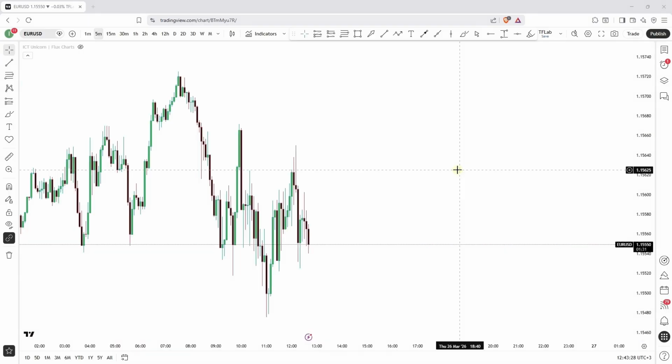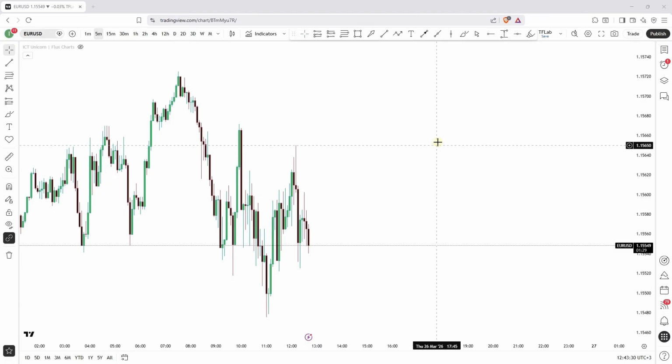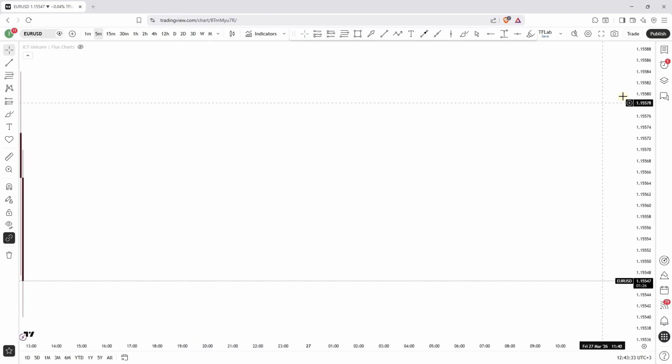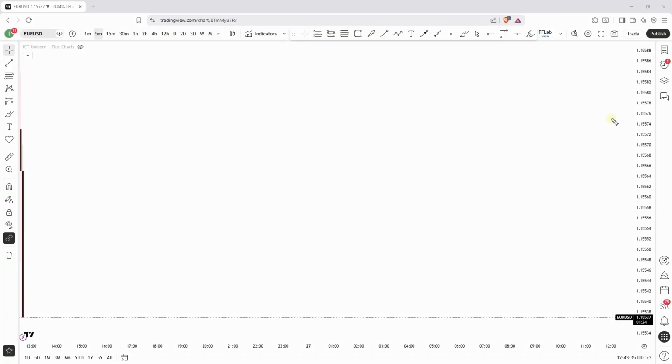Now, before we dive deep into the MetaTrader tutorial, I would like to share some additional important information with you. Now, let's take a look at a specific example.